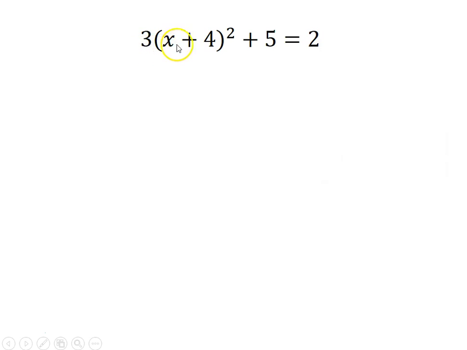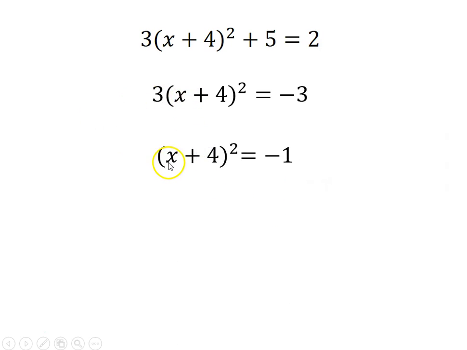3 times the quantity x plus 4 squared plus 5 equals 2. So we want to isolate the squared expression inside the parentheses here. So subtract 5 on both sides. Negative 3 on the right-hand side. Then we're going to divide by 3. Divide by this 3 here on both sides, get rid of that 3. And we get the quantity x plus 4 squared is equal to negative 1.